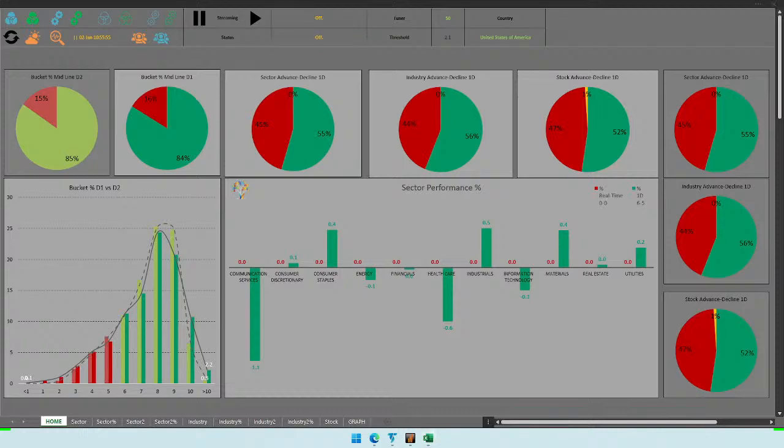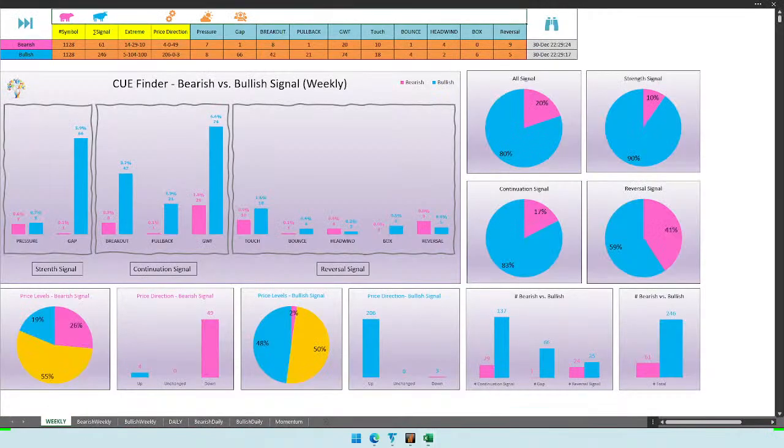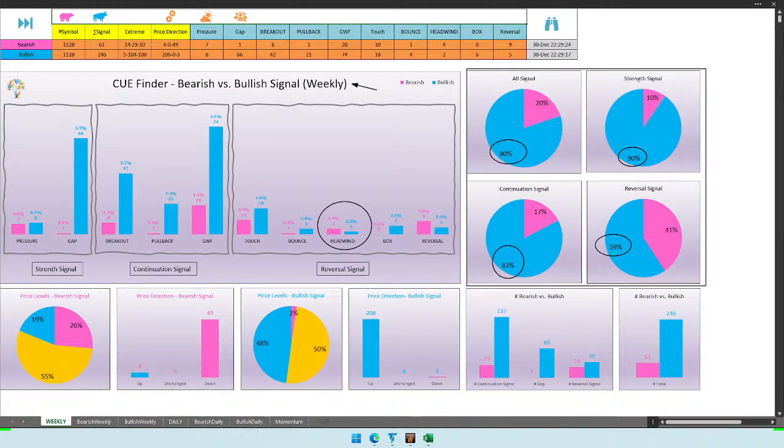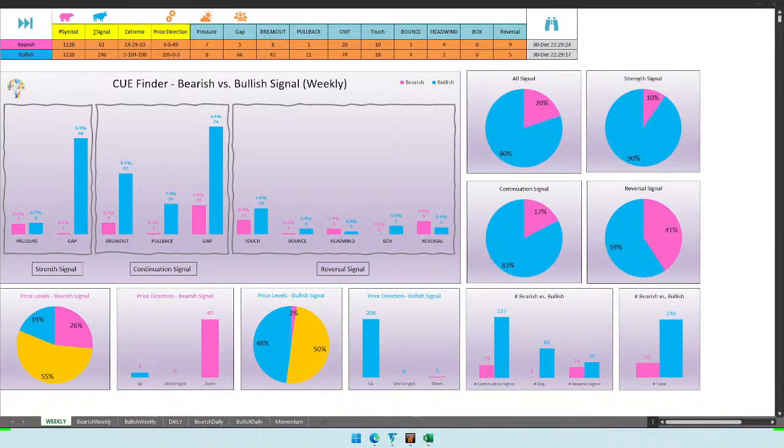Lastly, we look at the technical breadth. First, look at the weekly picture. Weekly picture is in sync with what we saw from sector, industry, stock, advance decline breadth. Very bullish overall, 80%. Strength signal, 90% bullish. Trend continuation, 83% bullish. Reversal is also bullish, 59%. The headwinds are not giving any decisive signal. Overall, weekly time frame is bullish.